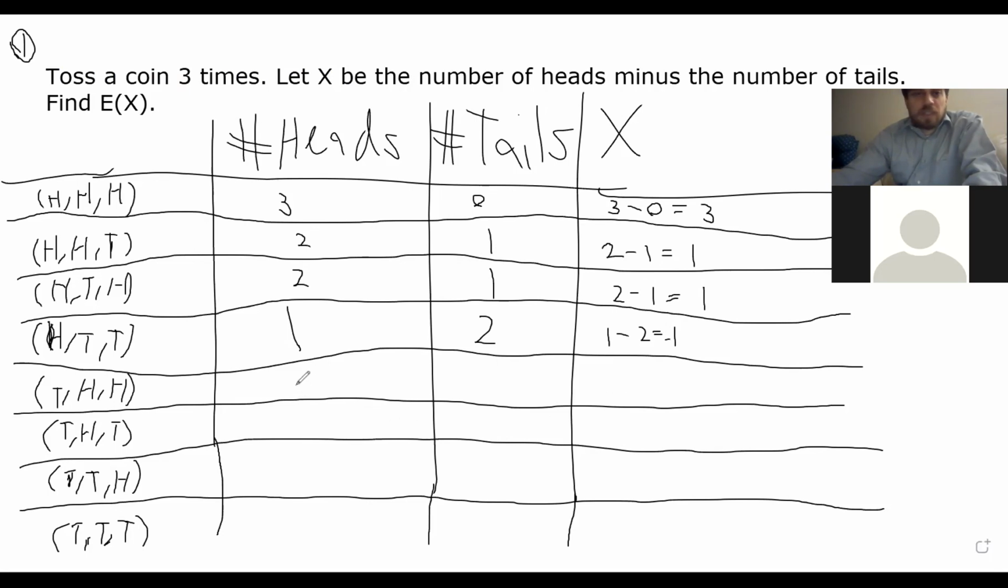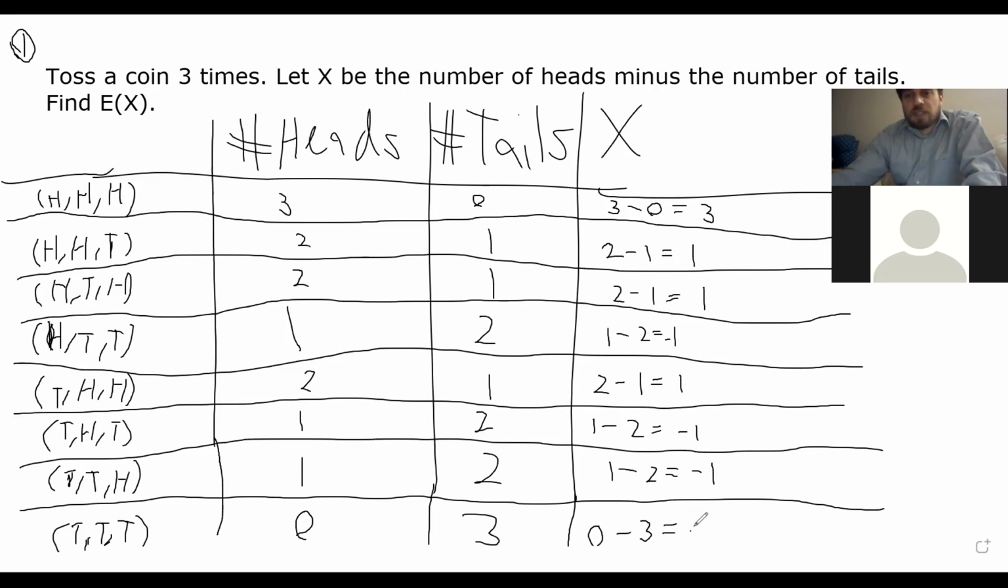Here the number of heads is 2, the number of tails is 1, so X is 2 minus 1, which is 1. Heads 1, tails 2: 1 minus 2 is negative 1. Here the number of heads is 1 and the number of tails is 2. The value of X is 1 minus 2, which is negative 1. And then here the number of heads is 0, the number of tails is 3. 0 minus 3 is negative 3.